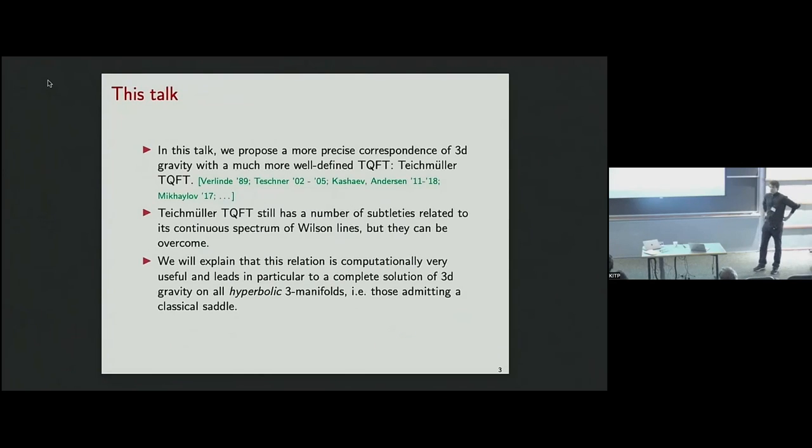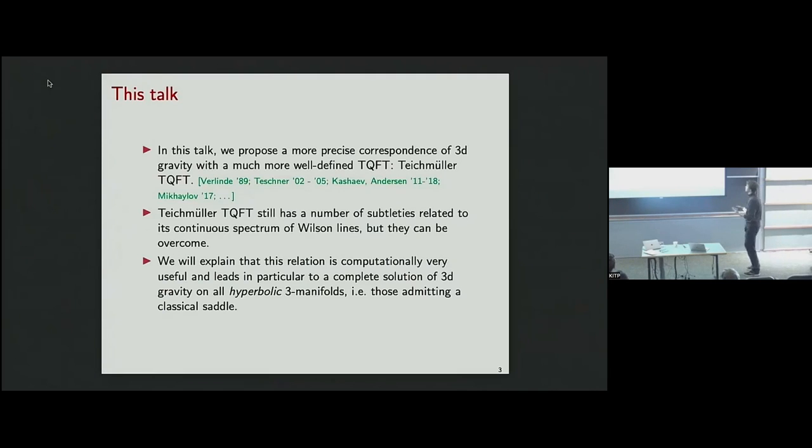In this talk, we'll focus on formalism. The goal will be to describe 3D gravity in a better way. I won't say very much about holography or anything like that. In particular, I want to replace that relation with SL(2,R) Chern-Simons theory with a better defined TQFT and make it a more precise relation.